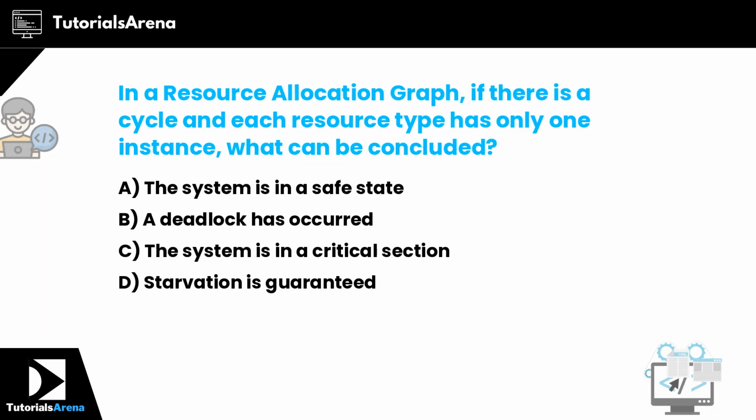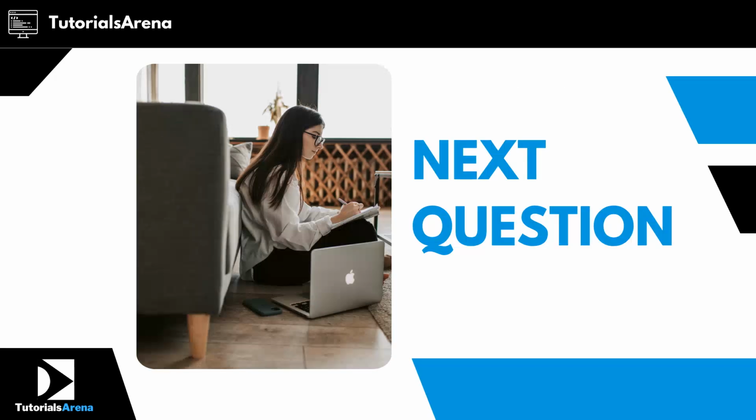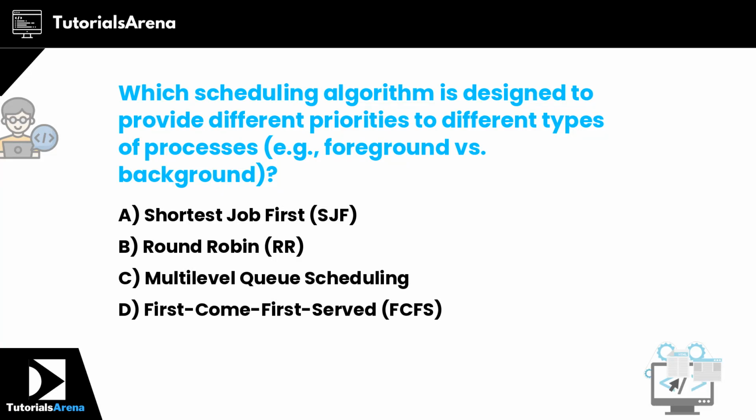In a resource allocation graph, if there is a cycle and each resource type has only one instance, what can be concluded? The correct answer is option B. A deadlock has occurred.